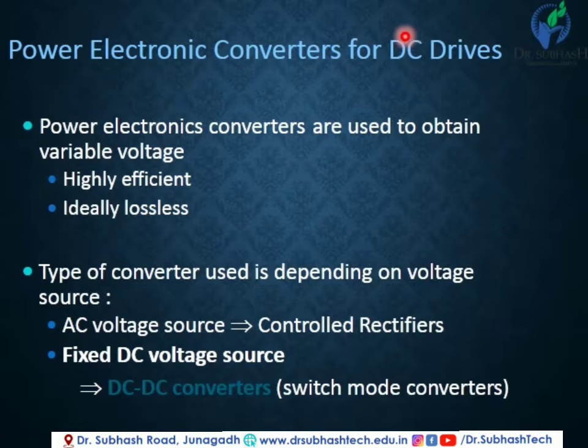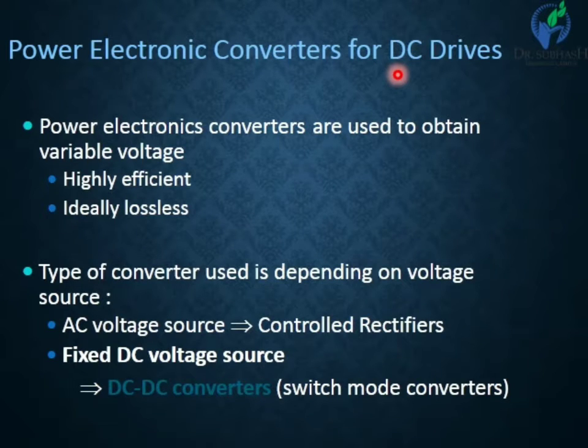DC drive. DC drive is used to control the speed of the DC motor with the help of a power electronics converter. A power electronic converter is used to control and convert the input power of the electrical motor. They are highly efficient and ideally lossless.